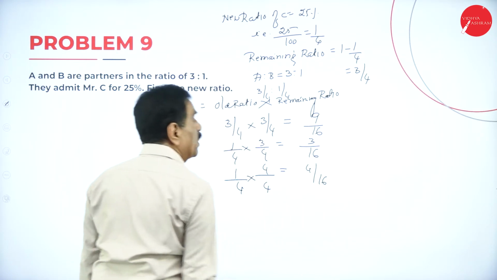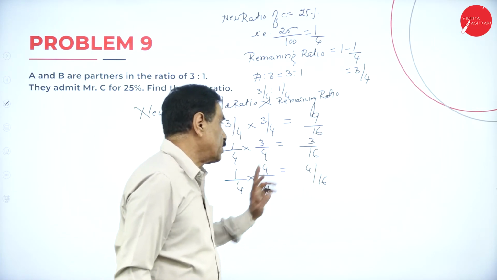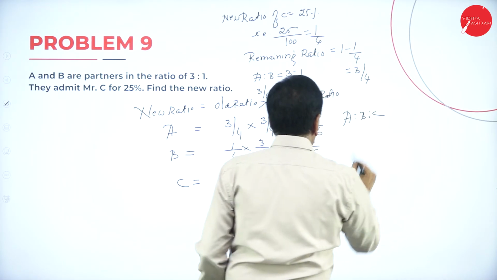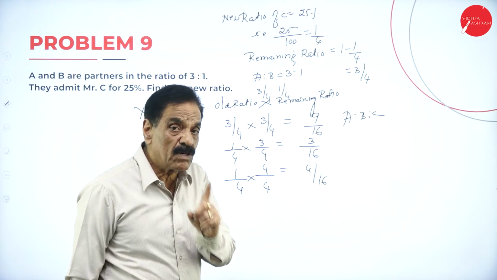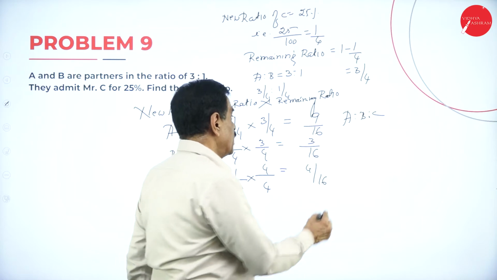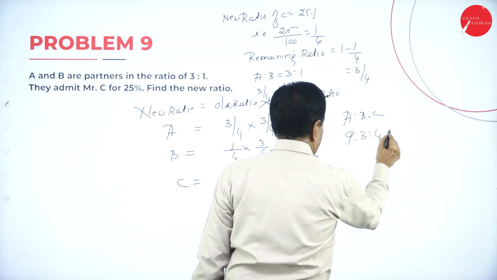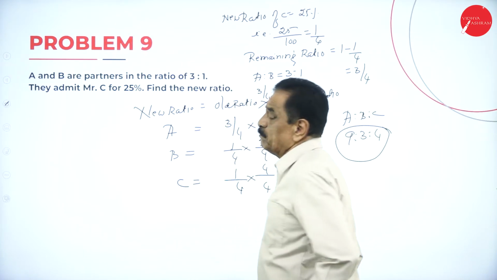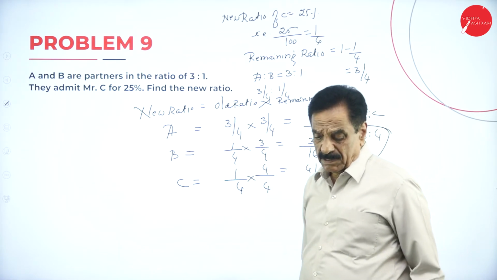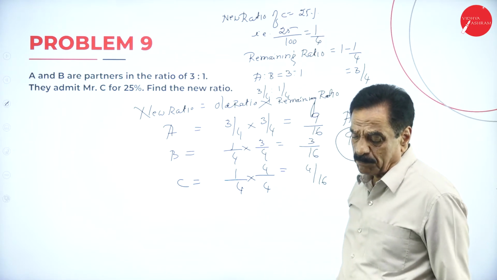4/16. See that numerator should be equal to denominator. 9 plus 3, 12 plus 4, 16. So, A is to B is to C is the ratio of 9:3:4. Same thing what we did in the last problem also. Same method you are following. But this will come for 5 marks. Hope you understand this particular point.